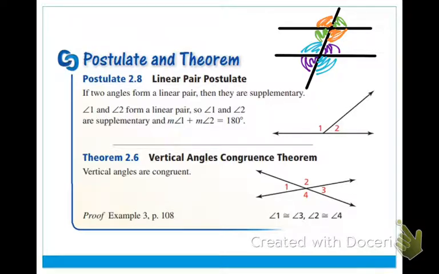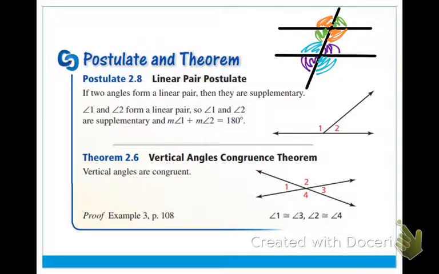Vertical angles and linear pairs are the reason that if you knew one angle out of a transversal, if I knew the measure of angle 2, I would know the measure of every single other angle in this transversal, because they would either be vertical angles or linear pairs. And we will do that in a couple of minutes.